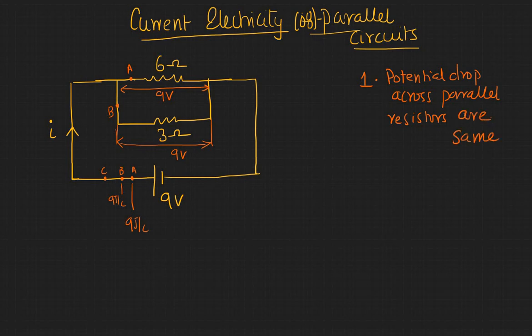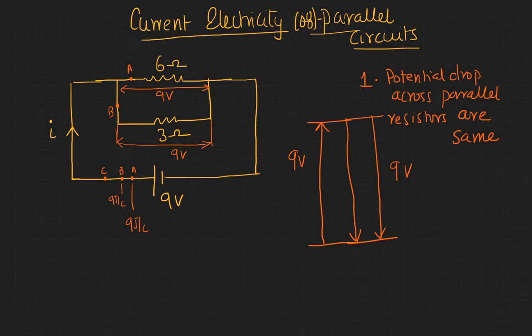In other words, the way you can draw your potential diagram is, you have 9 volts gained by the battery, and both your 6 ohm and 3 ohm are going to have a drop of 9 volts. Let's mark this as R1 and this as R2. So both R1 and R2 are going to have a 9 volt drop.